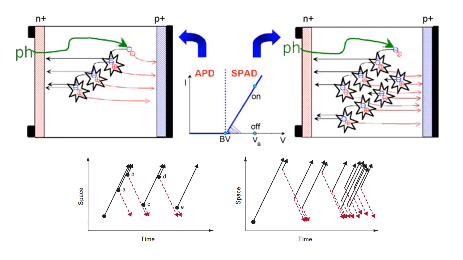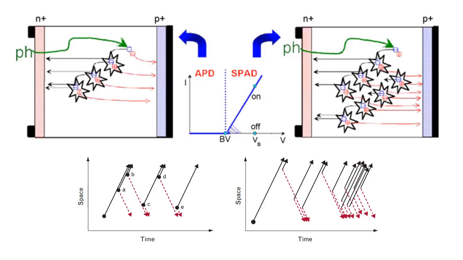Here we can see the difference in generation between avalanche photodiodes and single-photon avalanche diodes. In the avalanche photodiode, the bias is below the breakdown voltage. It has a lesser electric field than that of the single-photon avalanche diode, but enough for a photon to generate an electron-hole pair that can then generate another.